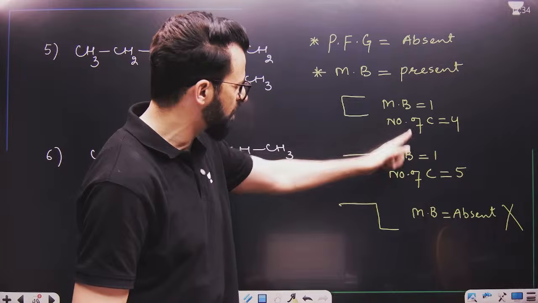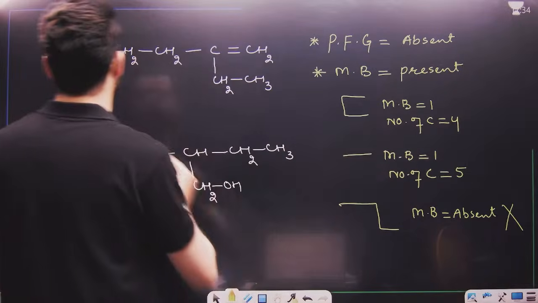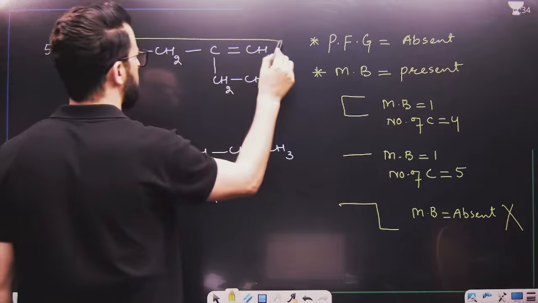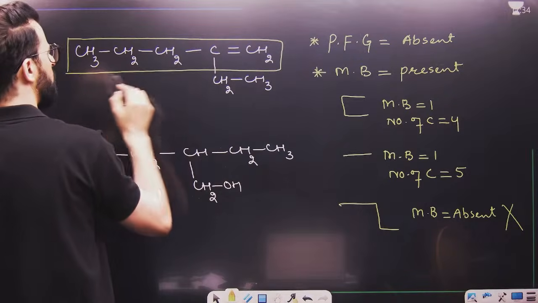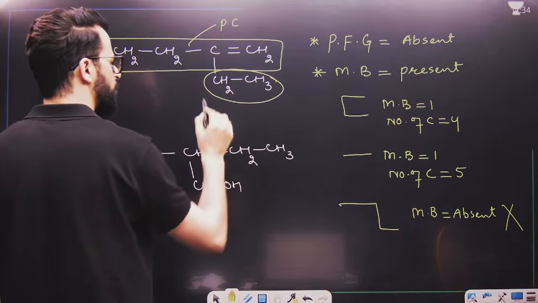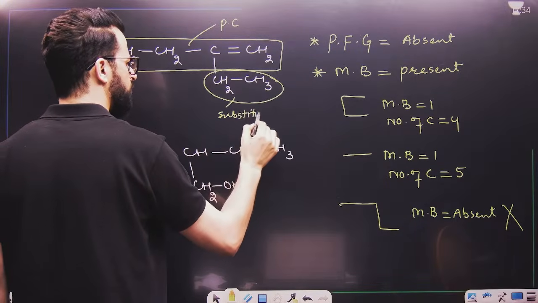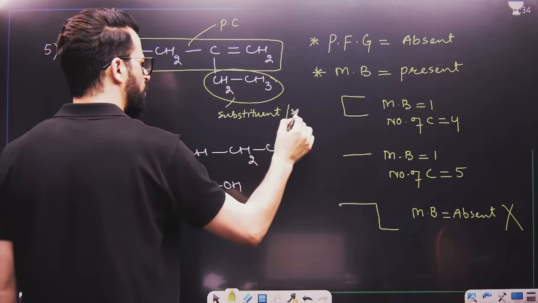Number of carbon atoms are 4, number of carbon atoms are 5. Which one is having the maximum number of carbon atoms? Straight chain. So the straight chain will be our parent chain. So this is the parent chain. Obviously, this will become the substituent, or what we call a side chain. So this is the substituent or this is the side chain.